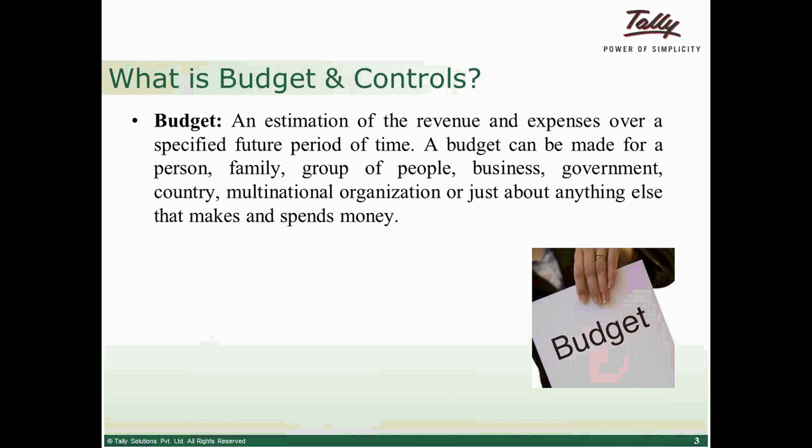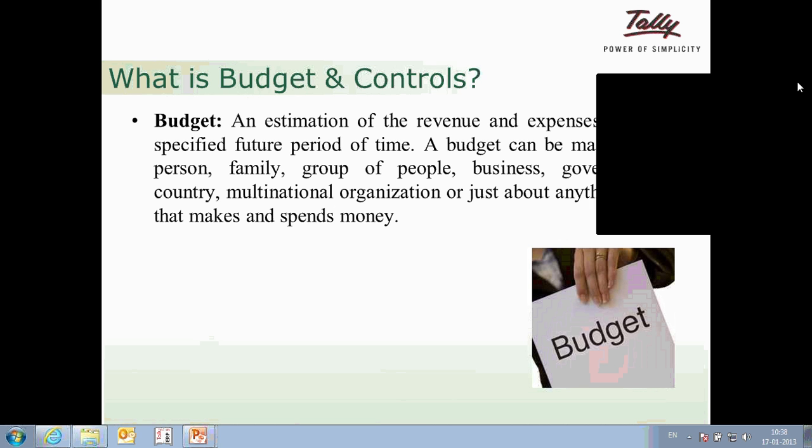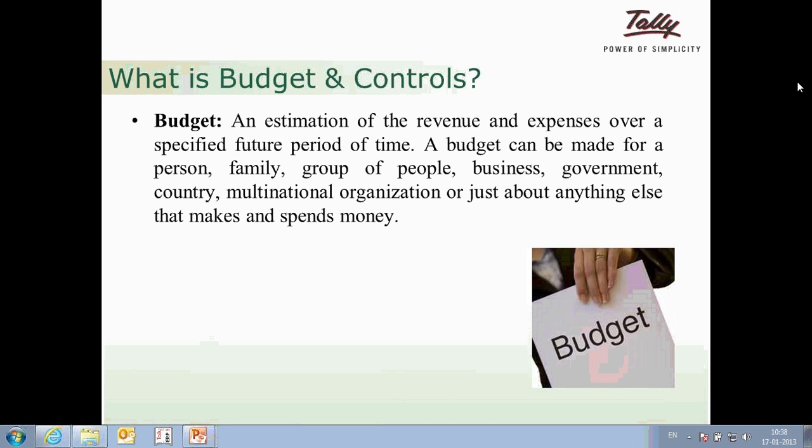So what is a budget actually? A budget is an estimation of revenue or expenses, or revenue and expenses, over a specified future period of time. I have some expenses or income, so I will estimate what is going to happen to them. A budget can be made for a person, family, group of people, business, government, country, multinational organization, or just about anything else that makes and spends money. So this is the actual definition of budget. Specified future means it might be for 1 month, 3 months, 6 months, 1 year, or whatever period you want to fix the budget for.